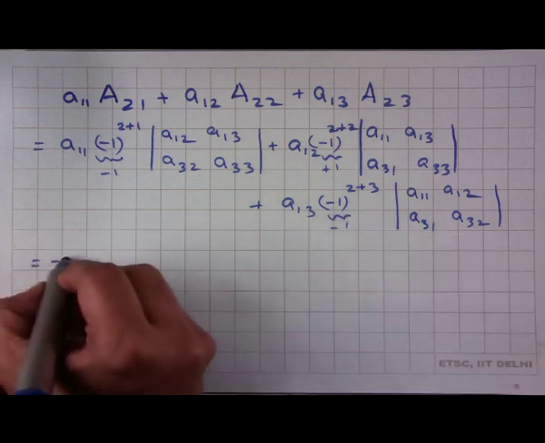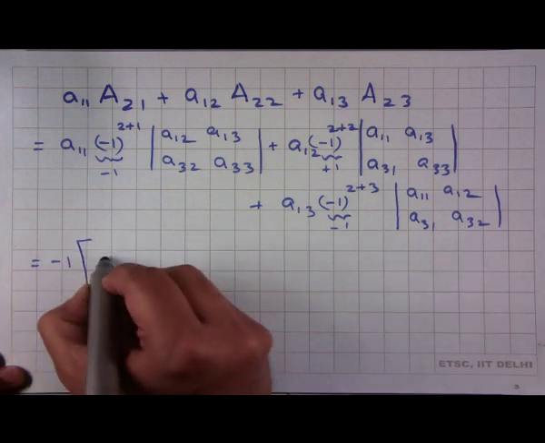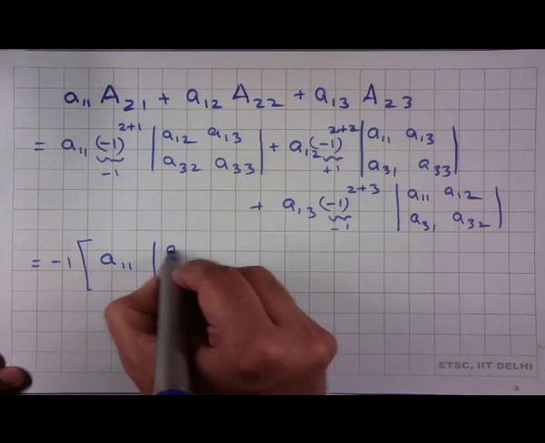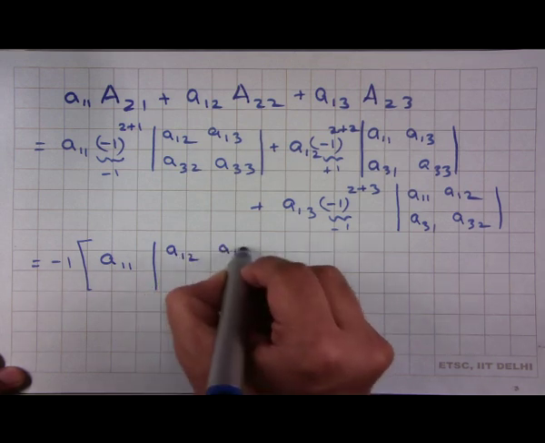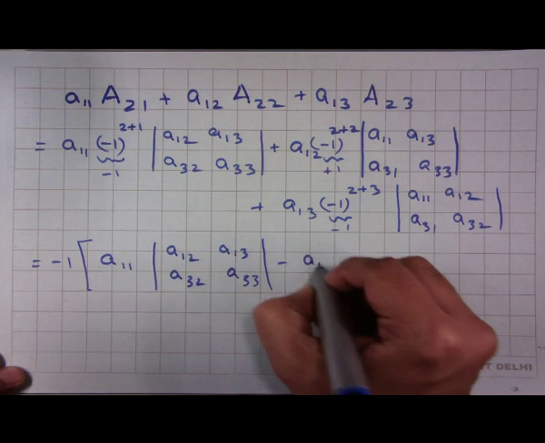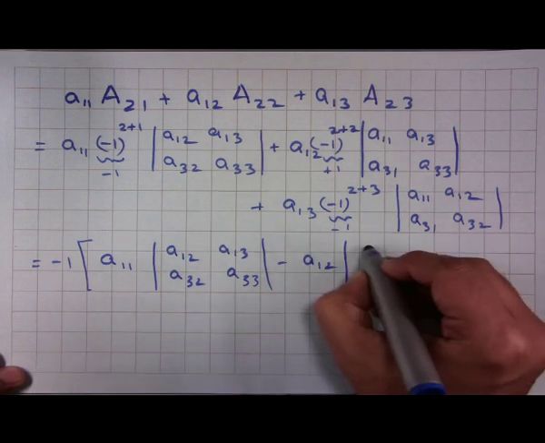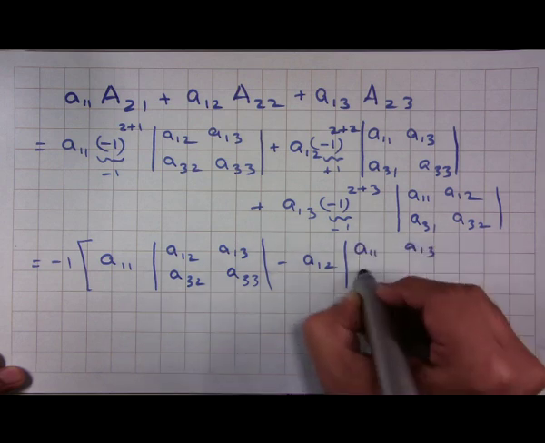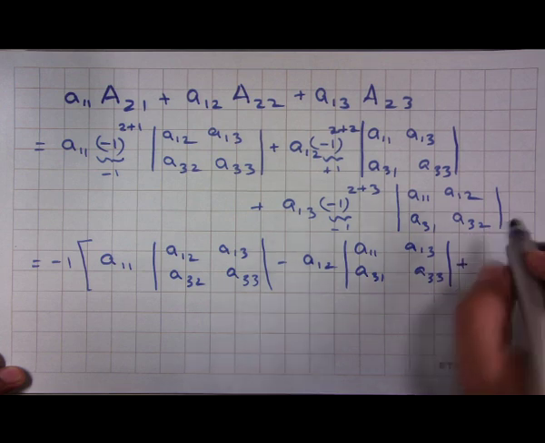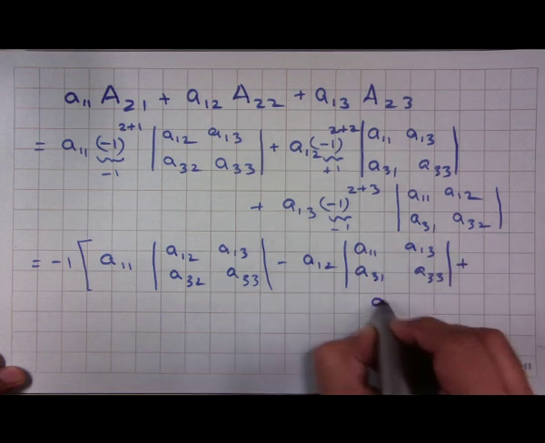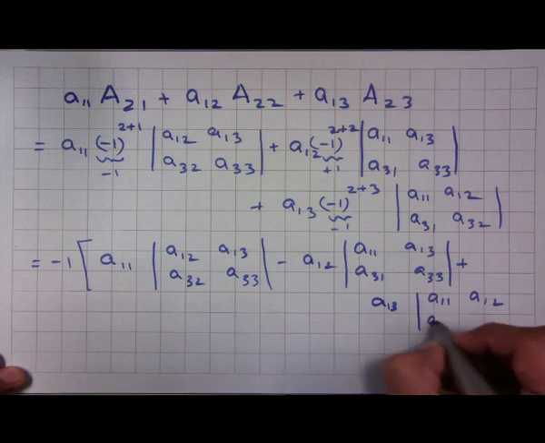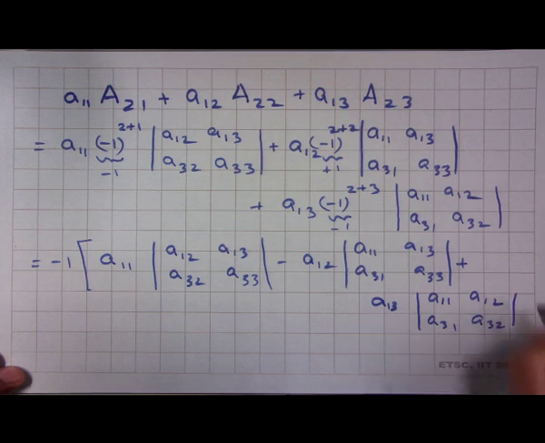So, if I take minus 1 outside, then if I write this down, this is going to be A11 times A12, A13, A32, A33, minus A12 times A11, A13, A31, A33, plus the last term, which is A13 times A11, A12, A31, A32, and then I close the bracket.